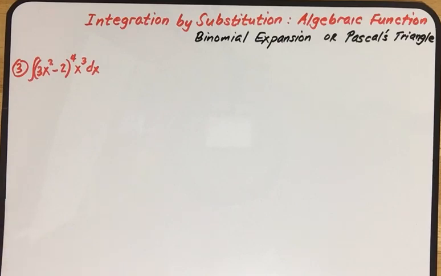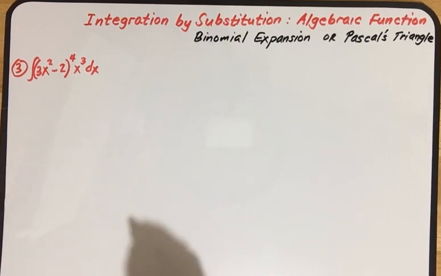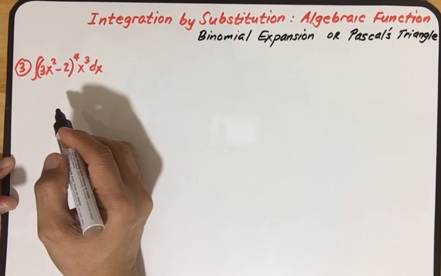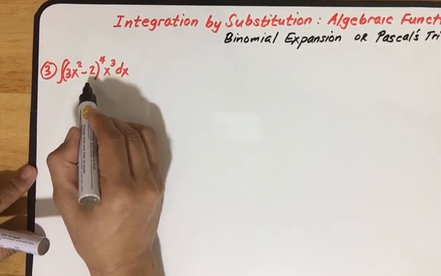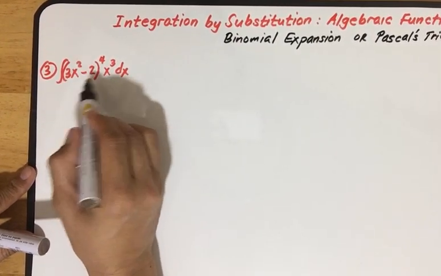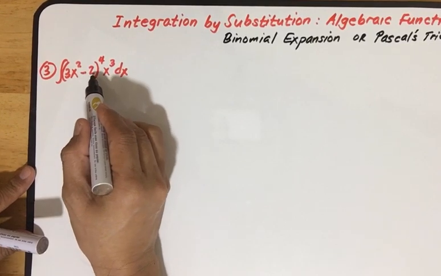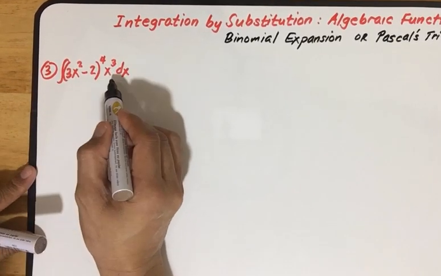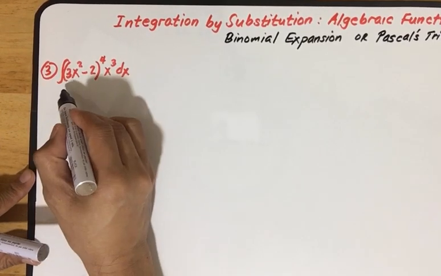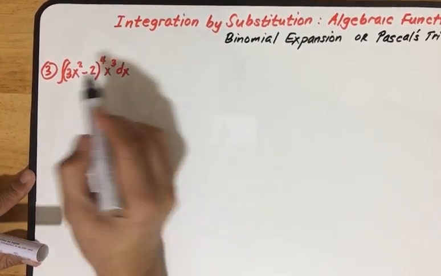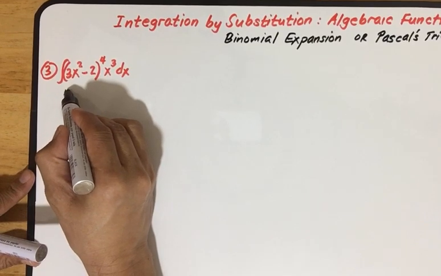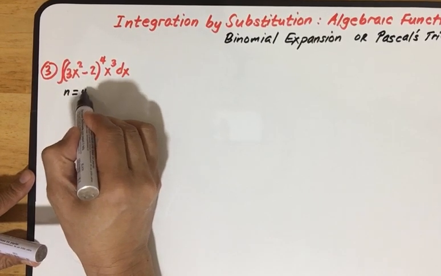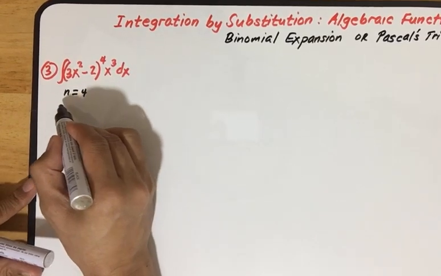So you've noticed that this one cannot be solved using integration by substitution. I will show you that it's not really easy to solve this using substitution. Now, for example, we are given the integral of the quantity 3x squared minus 2 raised to the power 4 times x cubed dx. So if we try substitution, let's check if we can do it. So n is equal to 4 from this given. This is our n.